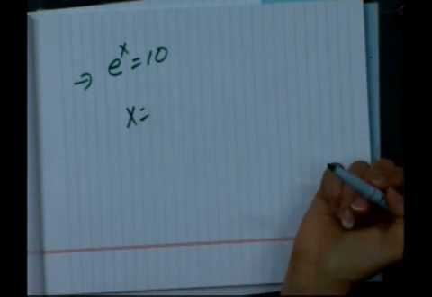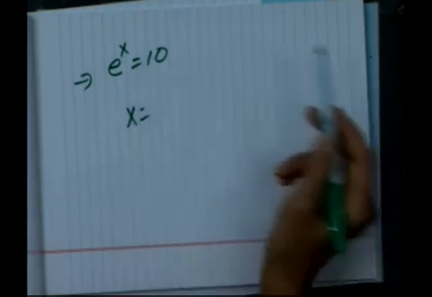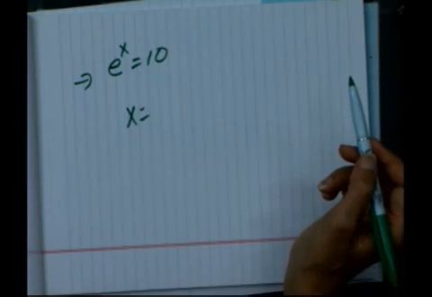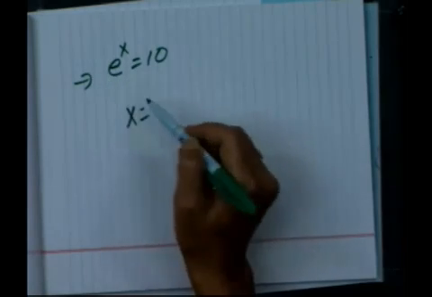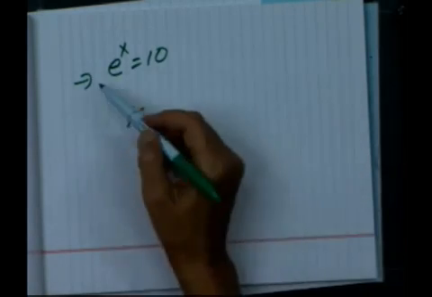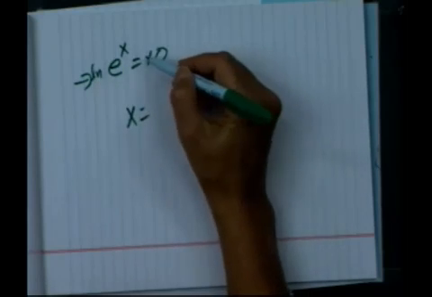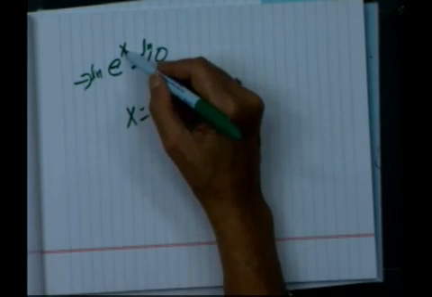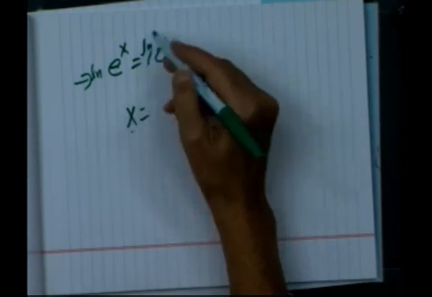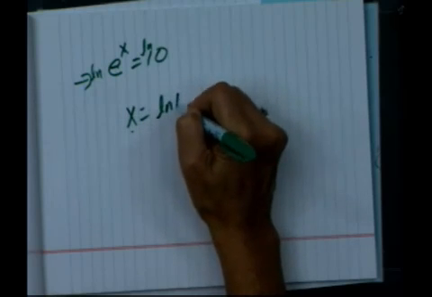What is it? How do you solve this for x? You put it in logarithmic form. Okay, you could put it in log form or just take the natural log of both sides. What's the natural log of e to the x? X. And so x is equal to natural log of 10.